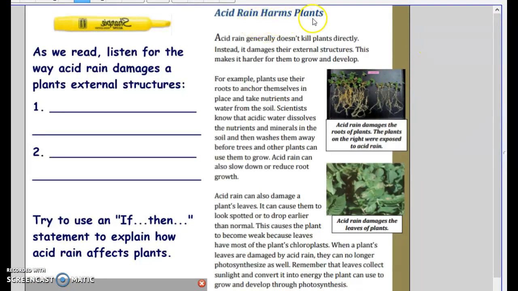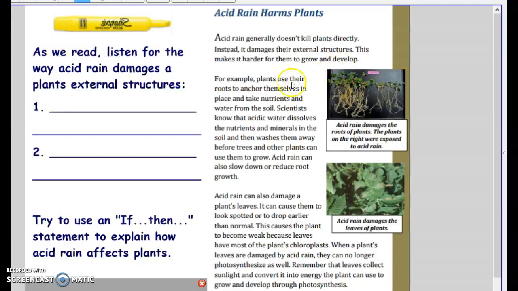Acid rain harms plants. Acid rain generally doesn't kill plants directly. Instead, it damages their external structures. This makes it harder for them to grow and to develop. So I want you to think back to the bulletin board we have outside the room that shows the different parts of a plant and its plant structure. So they're saying that the acid rain doesn't kill the plant right away, but what it does is harm the different parts of the plant that would help it to function together.